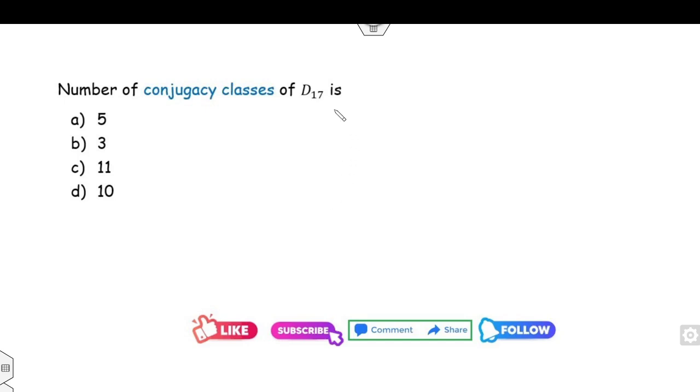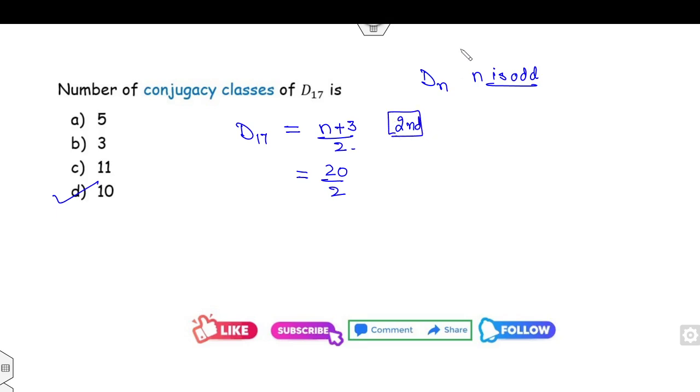What are the conjugate classes of D17? The first method: because for D_n, n is odd, the number of conjugate classes is (n plus 3) over 2. That means (17 plus 3) over 2, 20 over 2, which is 10. Otherwise, the second method is to write the class equation.